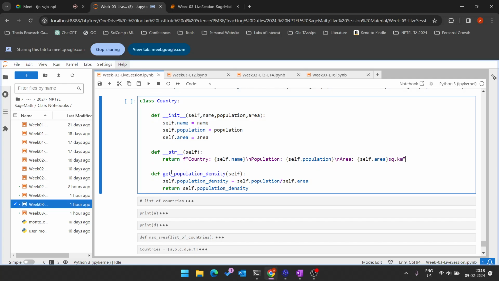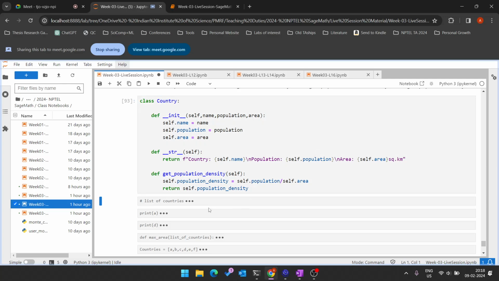The third thing is we are including a method called get_population_density. Once this function is called, we create an additional attribute called self.population_density, and that is nothing but self.population divided by self.area. And once this function is called, we want to return self.population_density.